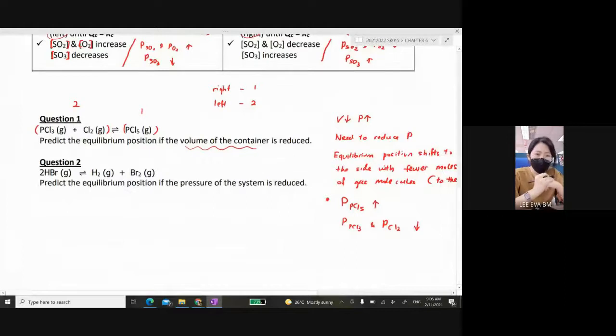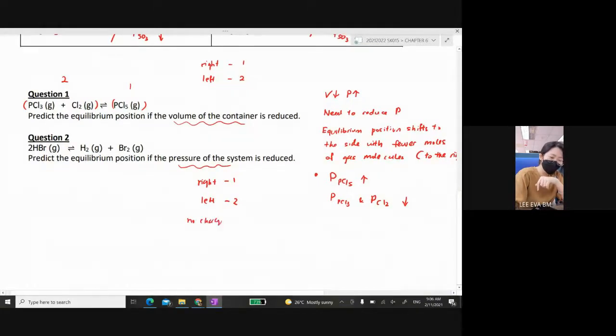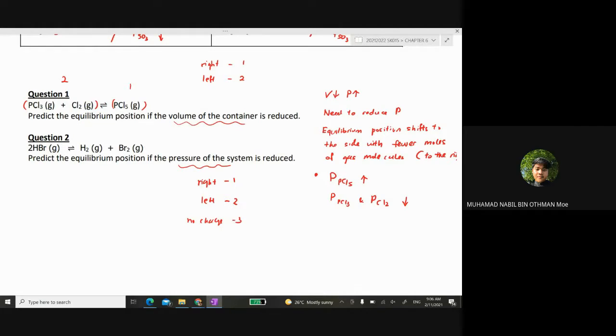Okay, question number 2. Again, the balanced equation is given. Predict the equilibrium position if the pressure of the system is reduced. Okay, again, the same thing. Right 1, left 2, no change 3. So in the message over there, what do you think the answer is? Ada yang bagi jawapan lain ni. Okay, anyone want to tell madam why you choose 3? The number of mole on each side is the same, I think.